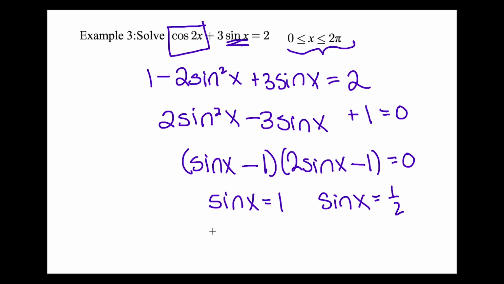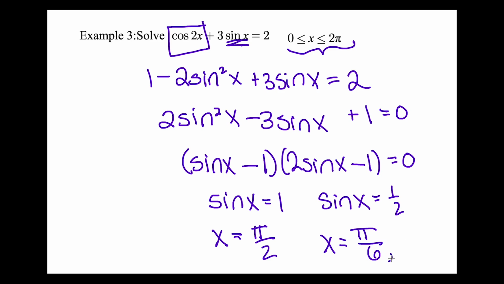The inverse sine of 1 is 90 degrees, which in terms of radians is pi over 2. The inverse sine of 1/2 is 30 degrees, which is pi over 6 in radians.